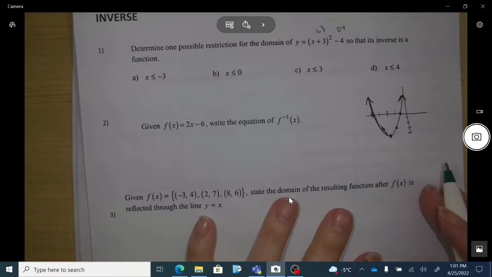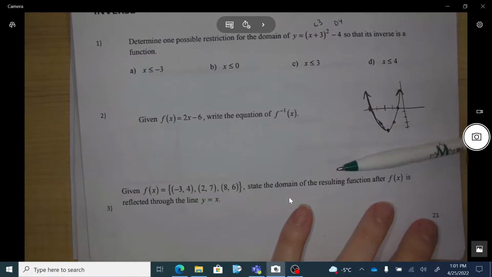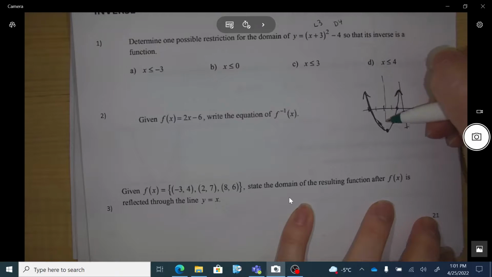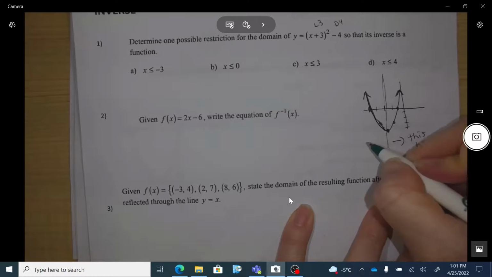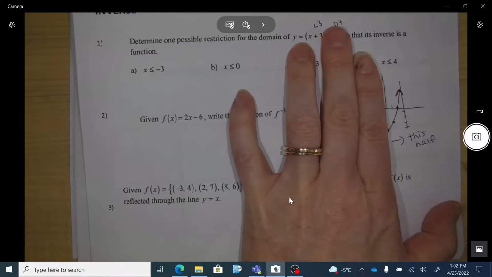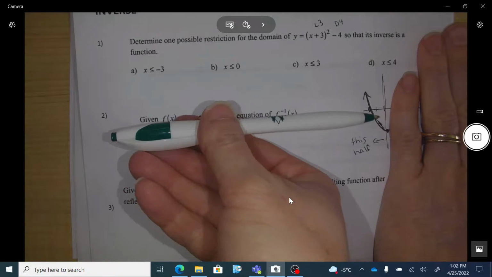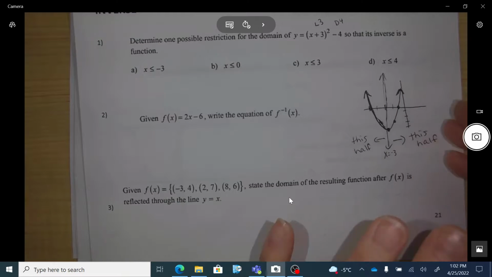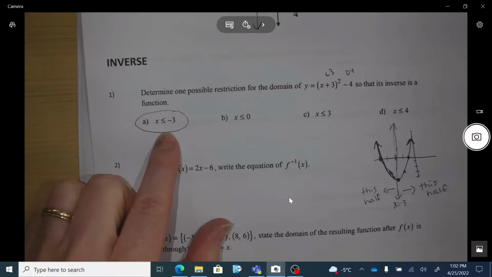Okay, now because this doesn't pass the horizontal test, it's not going to work. So you're either going to have to take this half or this half, so that if you don't graph that, it would pass the horizontal test. So at x equals -3, you're either going to go that way or that way. So this would work.